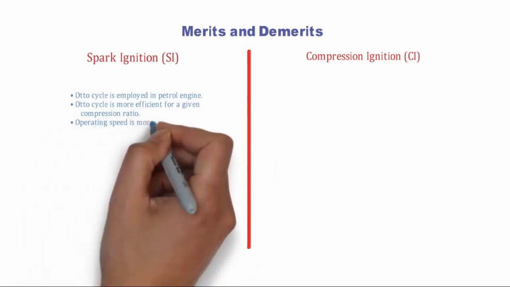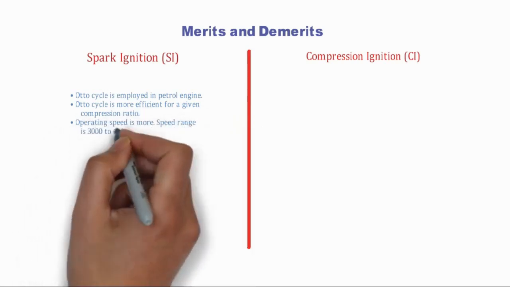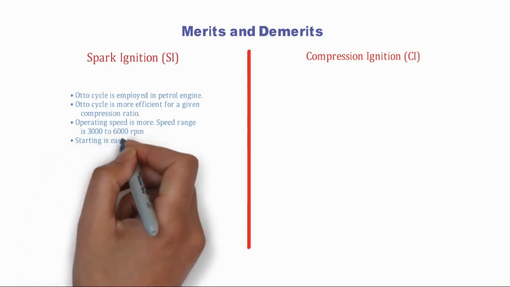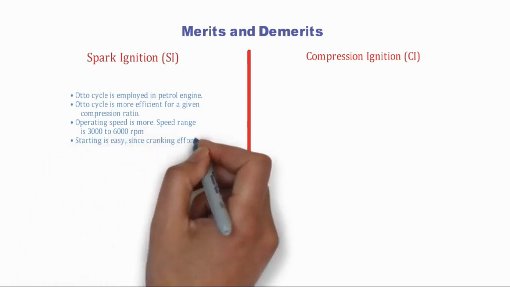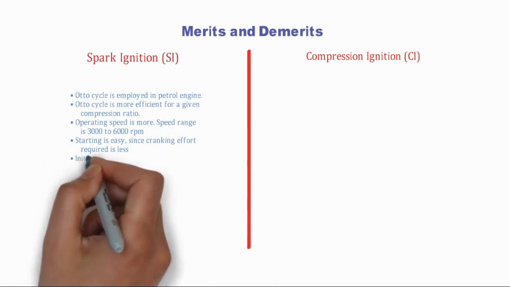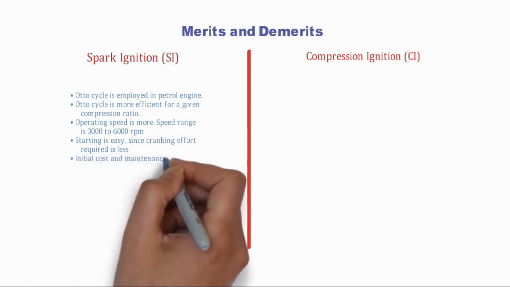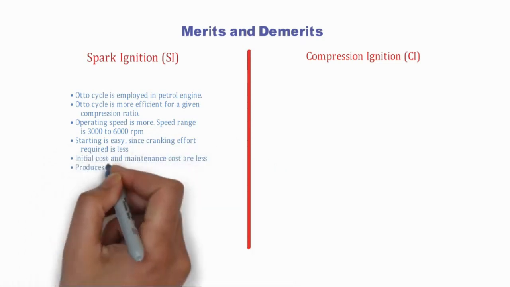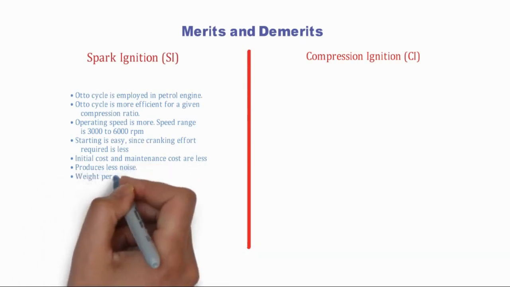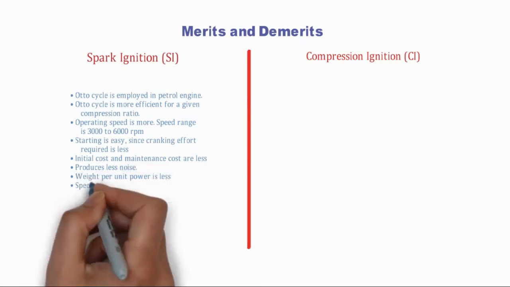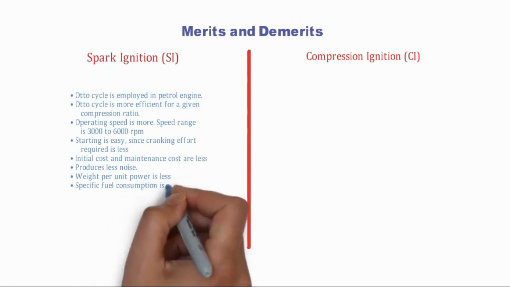Operating speed is more, speed range is 3,000 to 6,000 revolutions per minute. Starting is easy, since cranking effort required is less. Initial cost and maintenance cost are less, produces less noise. Weight per unit power is less. Specific fuel consumption is more.